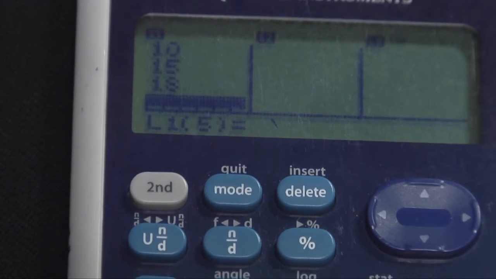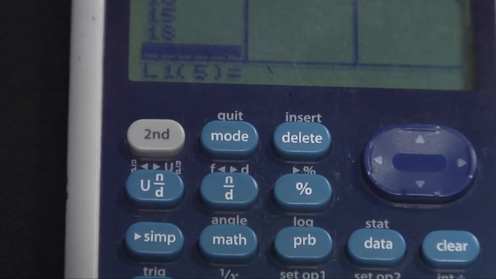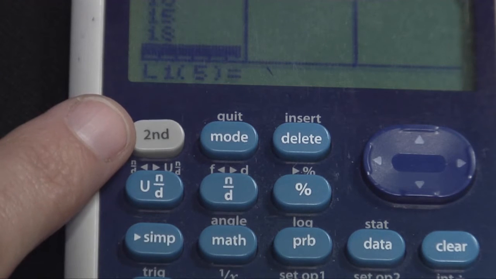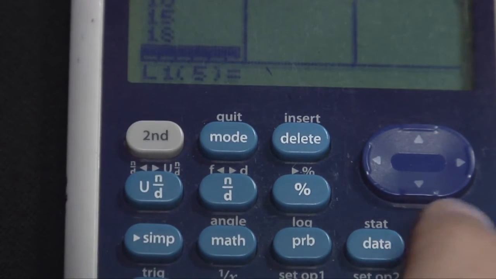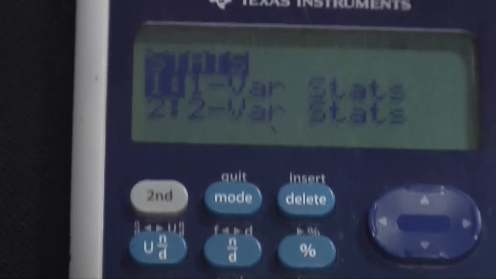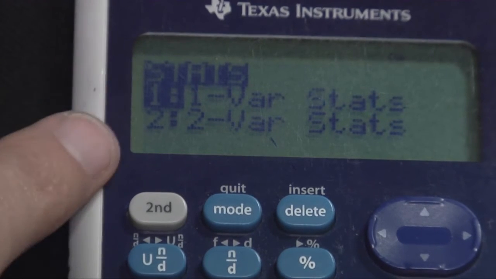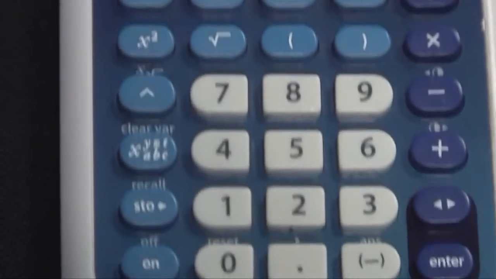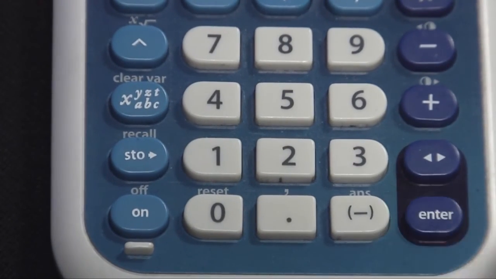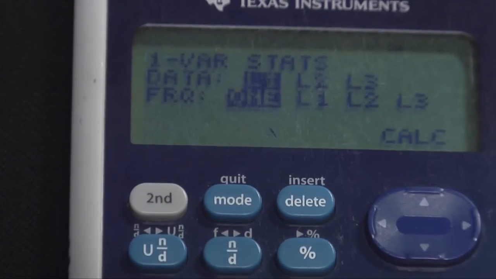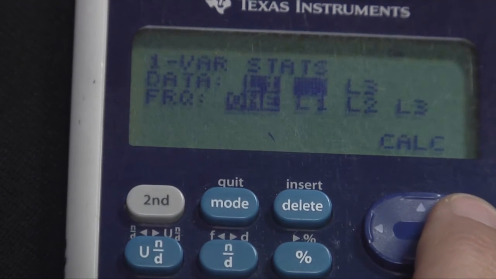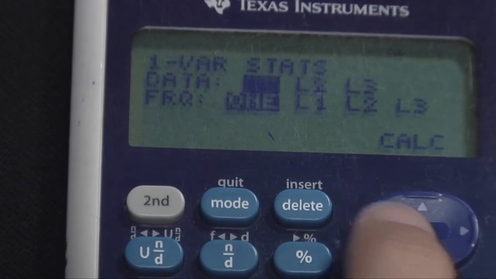So now I'm ready to do some statistical calculations. You'll notice above the data button it says stat in white, and over here my second button is in white. So I'm going to push second and data to get the white version. My choices are 1 or 2 variable statistics. We're just using 1 variable statistics, so while that's highlighted, I can hit enter. It asks which list your data was stored in. Ours was stored in 1, otherwise we could arrow over and hit enter to select one of those.